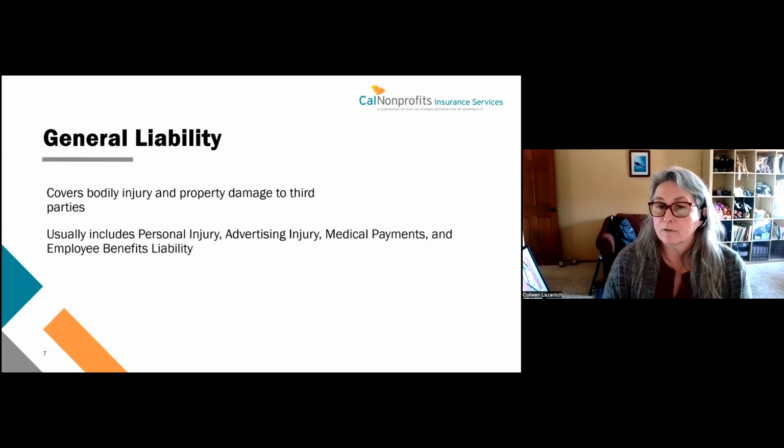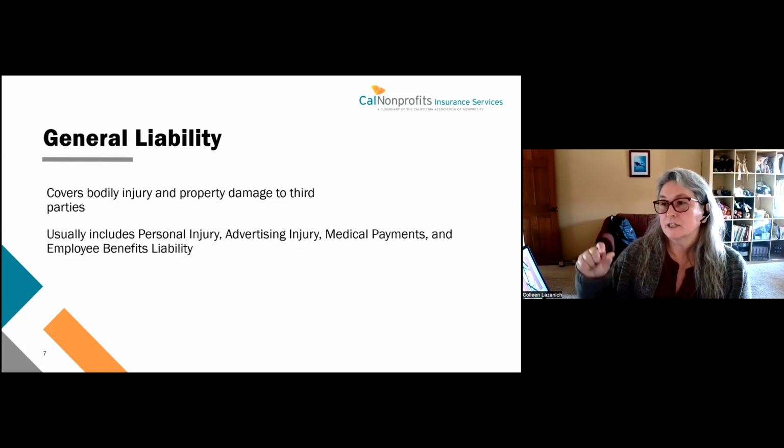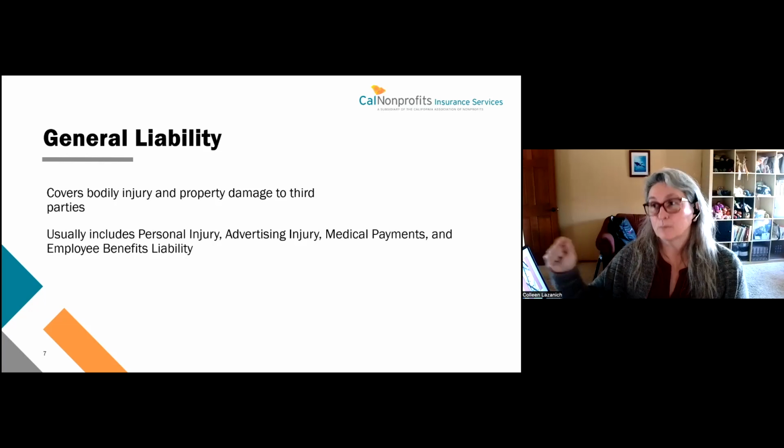General liability is covering your operations. It is bodily injury and property damage to third parties. Unless it's excluded, it usually includes personal injury, advertising injury, a medical payments component, and employee benefits liability. Employee benefits liability is liability for not managing any employee benefits properly.